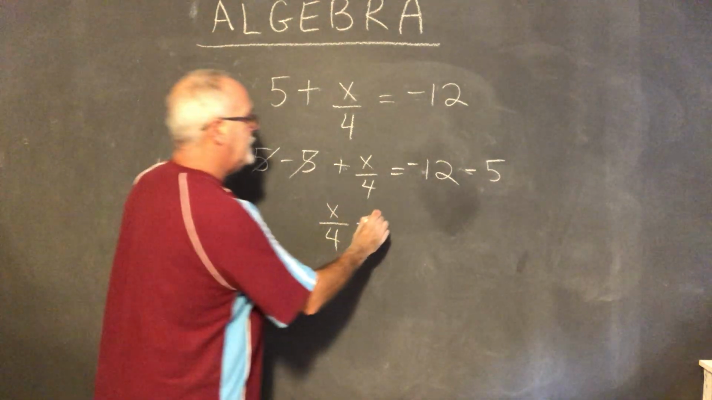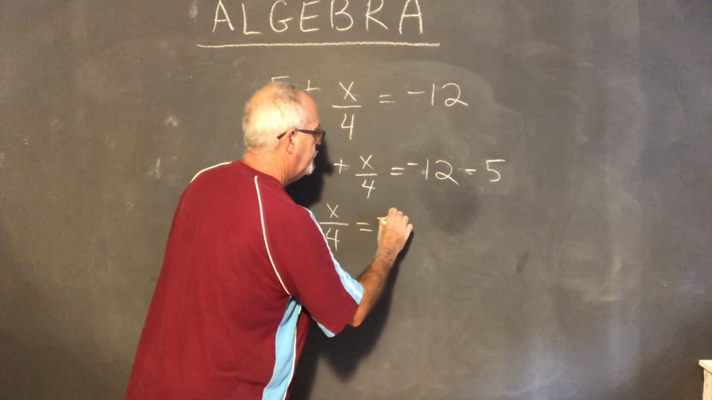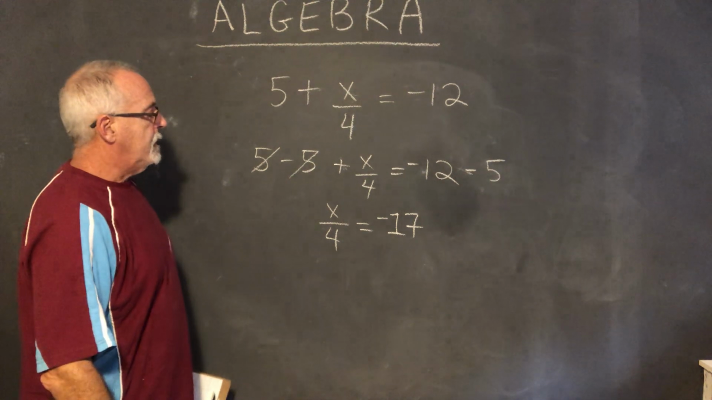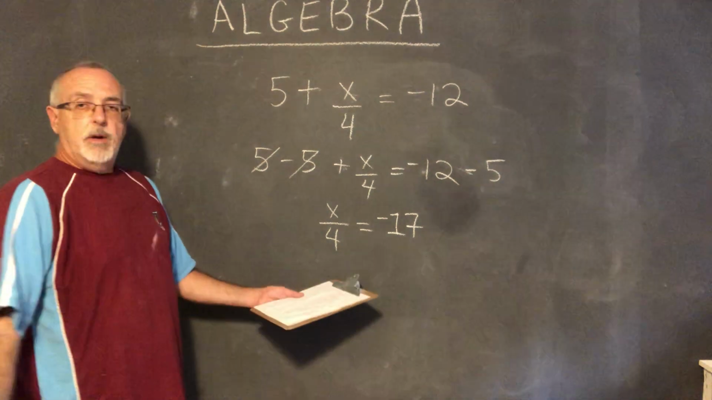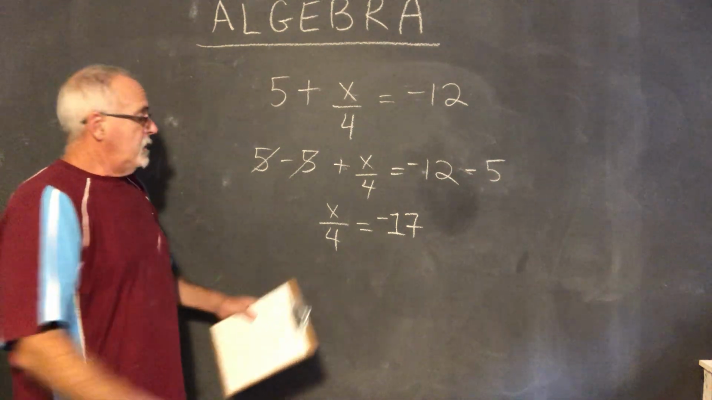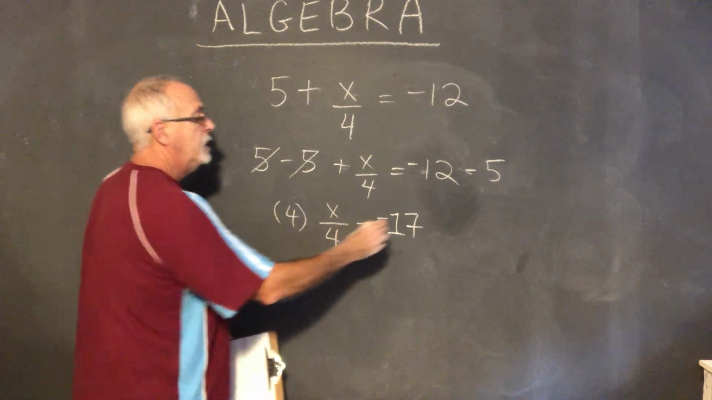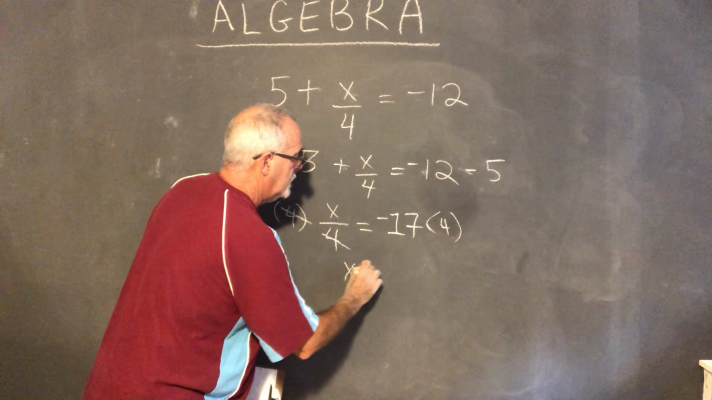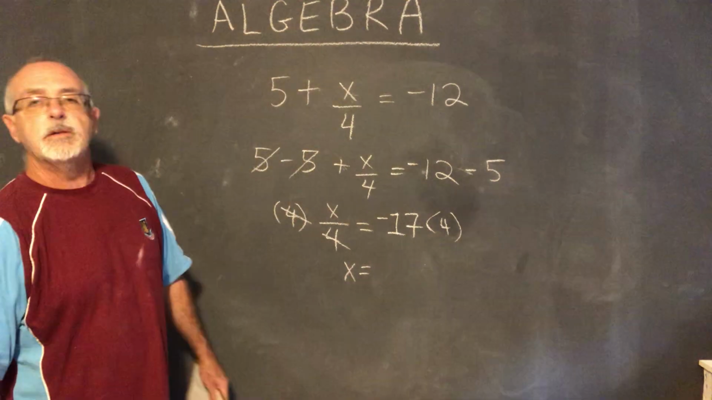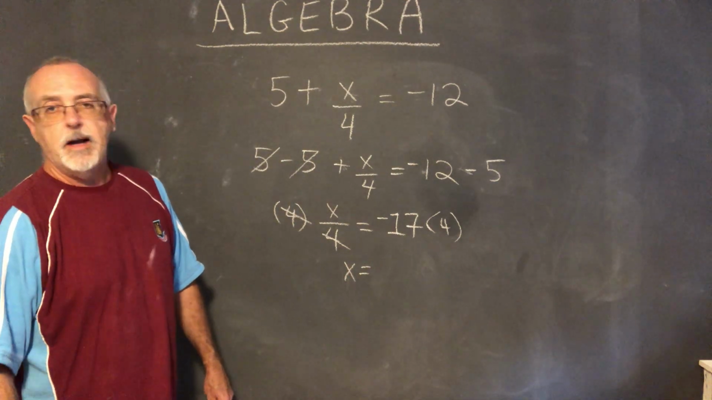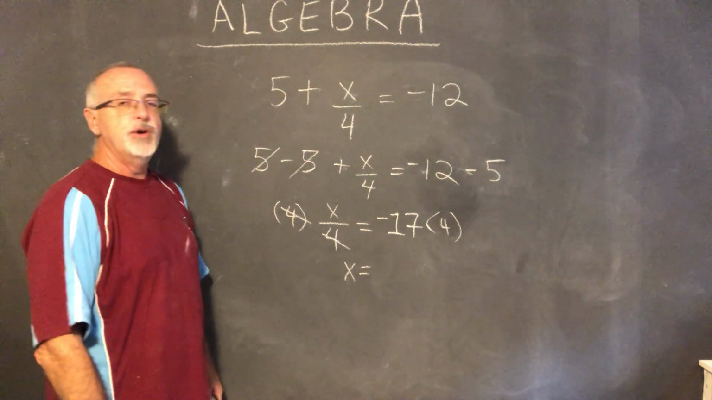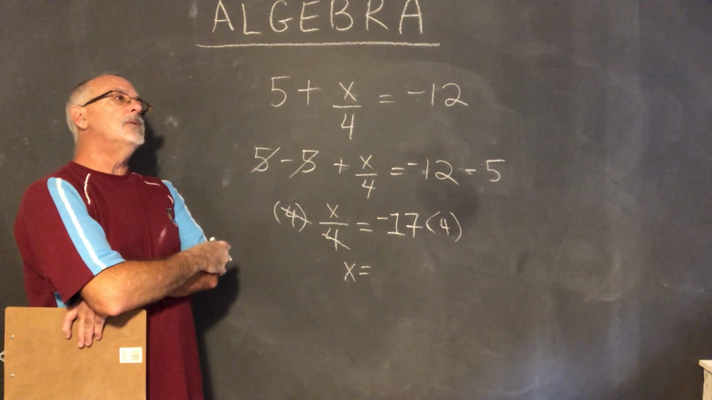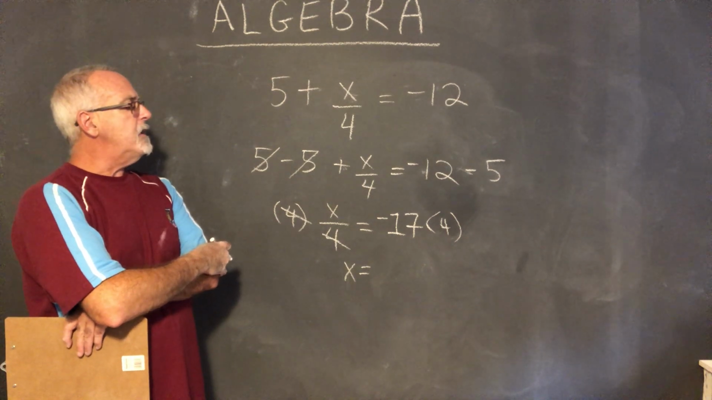-12 minus 5 is -17. Oops. I'm going to write it like that there, so I don't have to erase. -17. Now, what do? My x is being divided by a 4. I do the opposite. I multiply by a 4. These cancel. X is alone, and it's equal to, what is negative 17 times 4? That's not in the 12 times 12 multiplication table, but we can do it anyway. Negative 17 times 4 is going to be negative 68, isn't it?